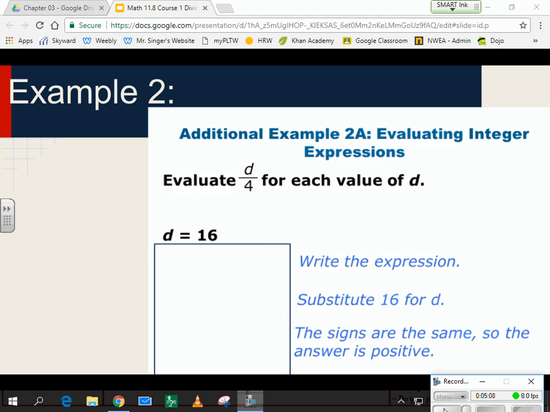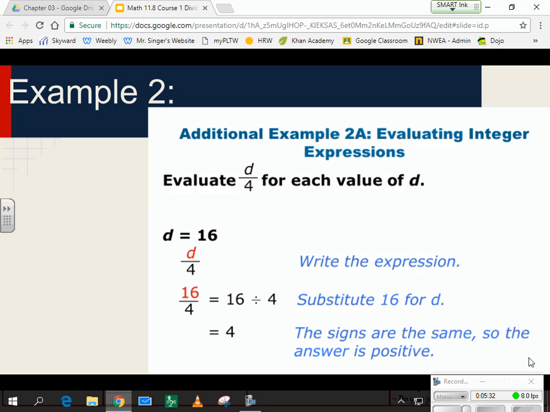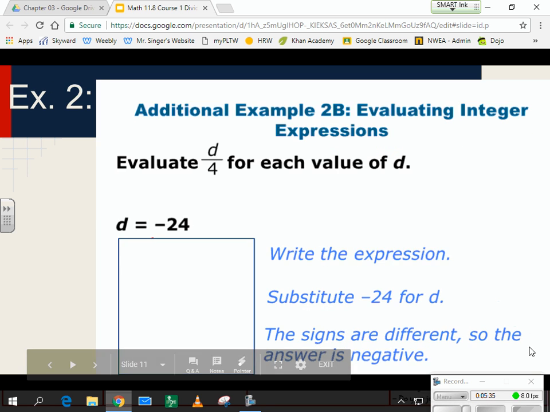All right, in practice 2, or example 2, we're going to look at how you can evaluate expressions that have variables, and if you plug and chug, what are you going to get, positive or negative? So we have d divided by 4. So what does d equal? Well, in this example, d equals 16. So 16 divided by 4, all you got to do is plug and chug. You know that that's 4. They're both positive. Let's go a little more challenging this time.